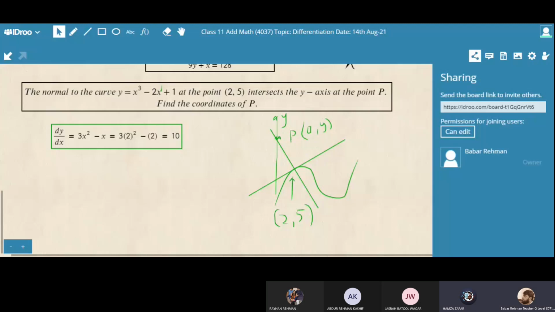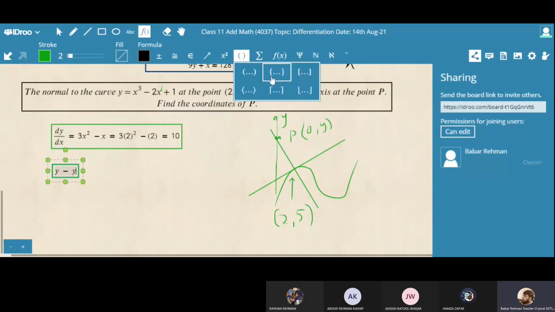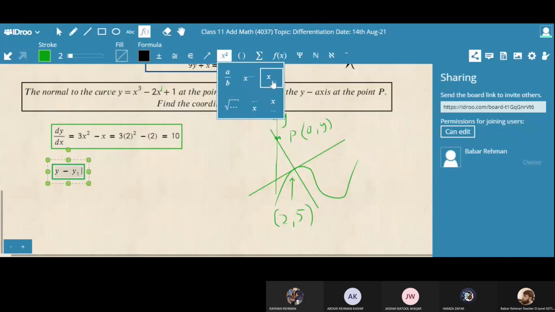Okay, what is the equation of normal now? y minus y1 equals negative 1 upon m times x minus x1.